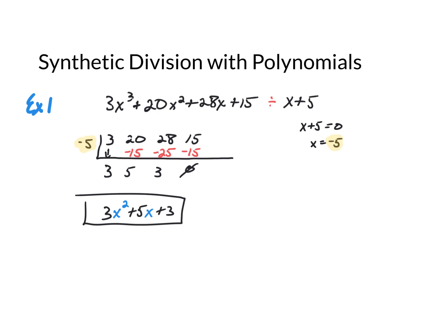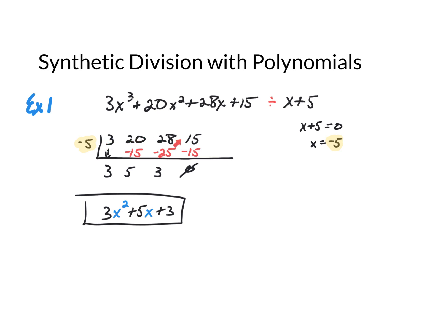And the first thing we do is solve this x plus 5. We set that equal to 0 and we solve it. If x plus 5 is 0, then we know that x is equal to negative 5. Well, this negative 5 is what we're going to be dividing by. Once you write that negative 5, then you draw this line here.